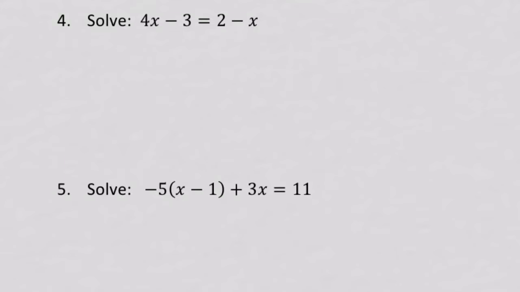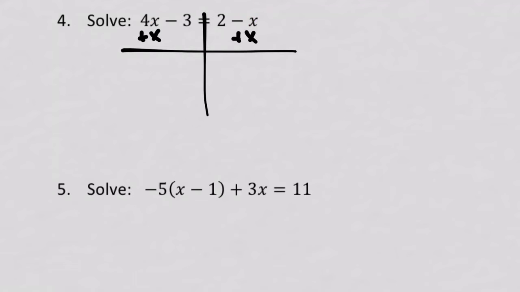Okay, now let's look at number 4. Solve 4x minus 3 equals 2 minus x. Okay, now remember what I said about these problems. If you have x's on both sides of the equal sign here, 4x and negative x, you have to choose which one you like the least and get rid of it, okay? Or which one you like the most, and leave that one there. In this case, I don't like negative x, so I'm going to get rid of that first. I'm going to add x to both sides.